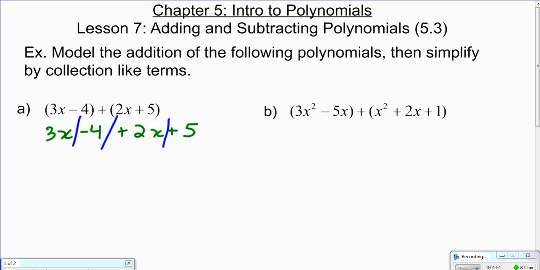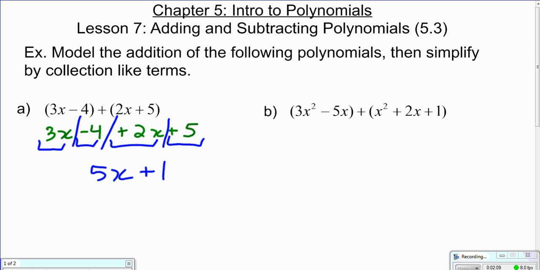From here we can go on to group our like terms. So we have 4 terms, we have 2 x terms and 2 constants, so I'm going to add the x's first, and we get 5x. And then we have negative 4 and positive 5, so there's going to be a positive 1 left over, so 5x plus 1. Sorry if it's getting quiet, I'm actually really losing my voice right now.